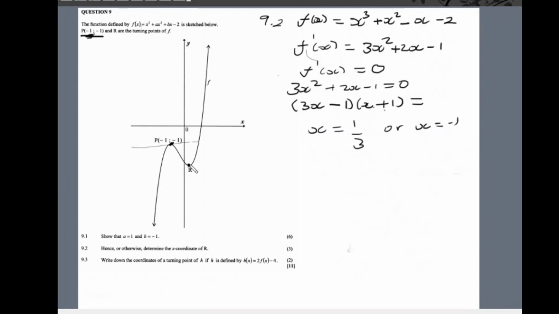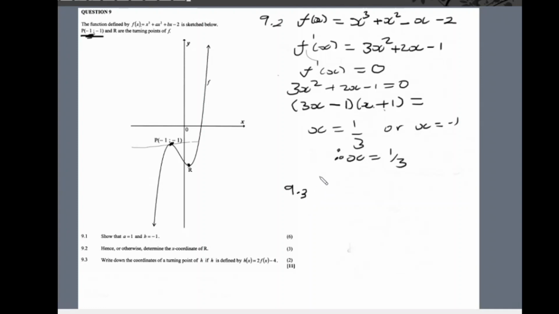So I know that the point r is on the right hand side of the y-axis. On the right hand side of the y-axis, my x is positive, so I'll have to pick this point. Therefore x equals to 1 over 3 will be the x coordinate of r, right?